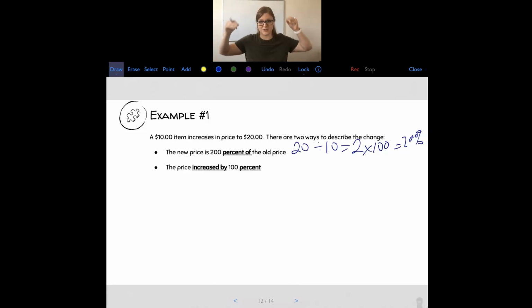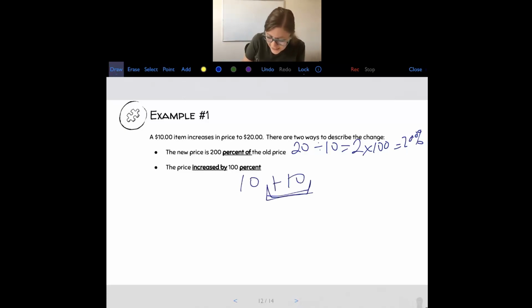So notice the different words, percent of, increased by a percentage, increased by 100%. So we have the original, and an increase by 100% means that we're adding the original total, or that the original number has doubled to give us $20.